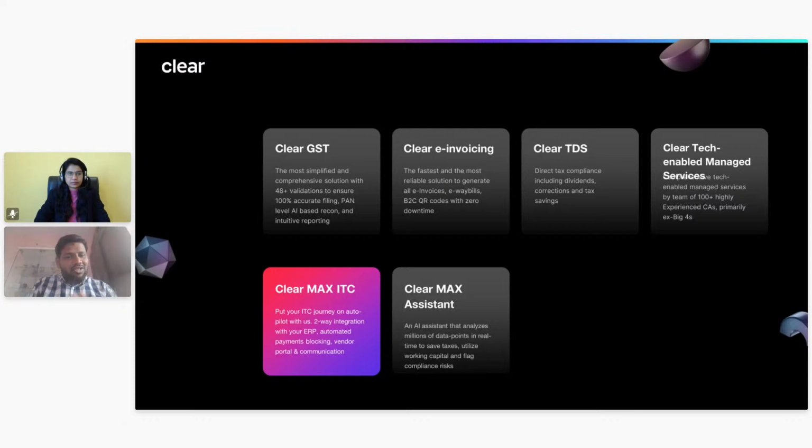On top of that, these are all the product side I have talked about, and also we have our managed services, which is tech-enabled managed services, which will help you do this entire activity. Clear will take the entire responsibility. You just have to give me the input data, and as Clear, we will take these parameters in a positive way, and we will do all your filings and everything as managed services to you as an outsourcing activity.